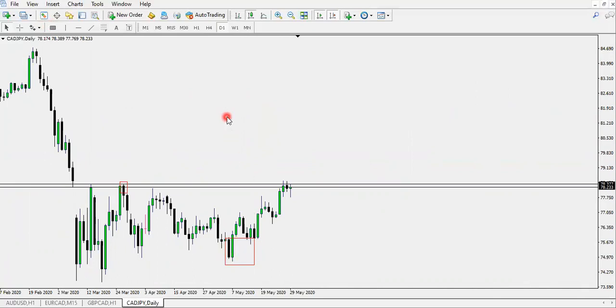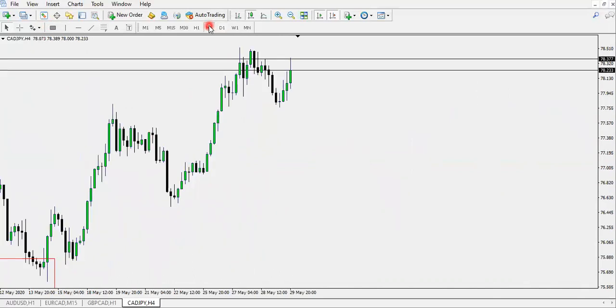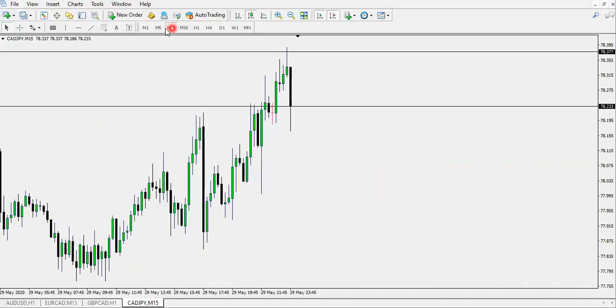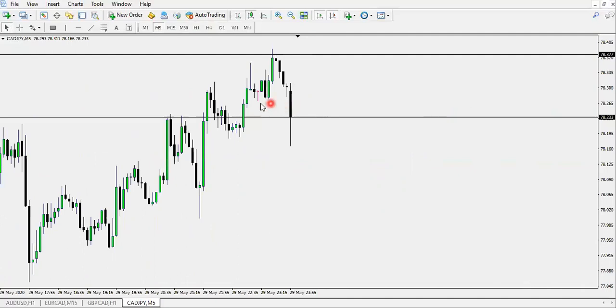Whether it's bullish or bearish, it doesn't matter. Higher time frames take precedence over the lower time frames. So if you just look, the 5-minute chart also has bullish and bearish order blocks all over, but they are not as strong as the higher time frame order blocks.